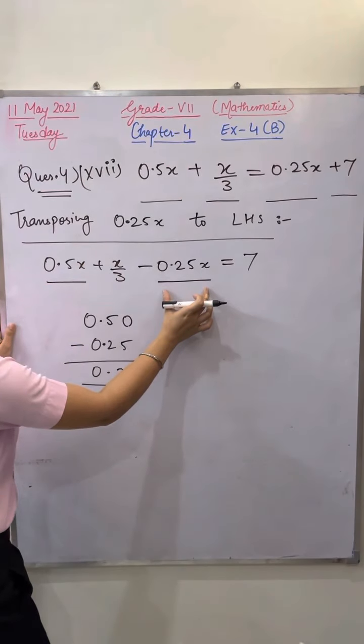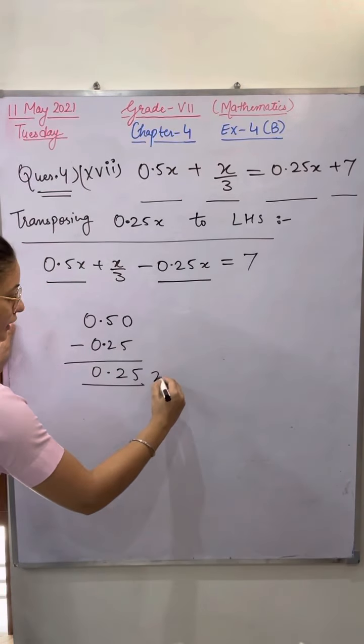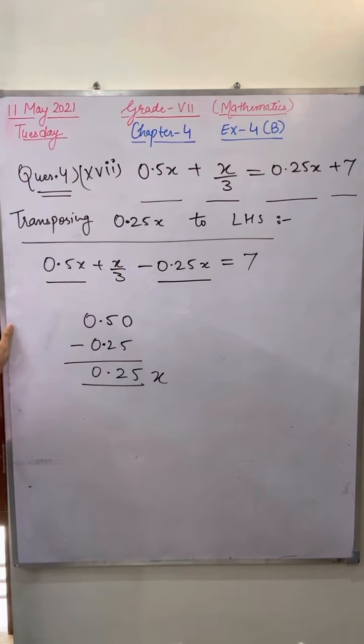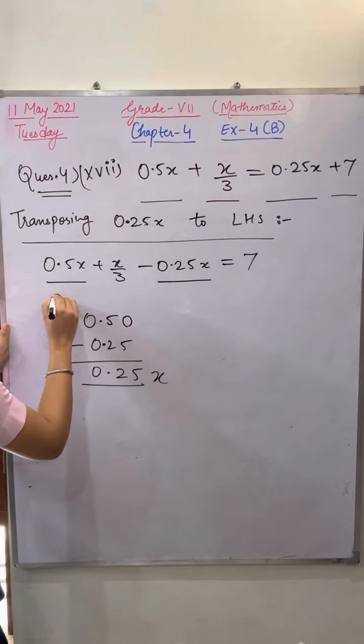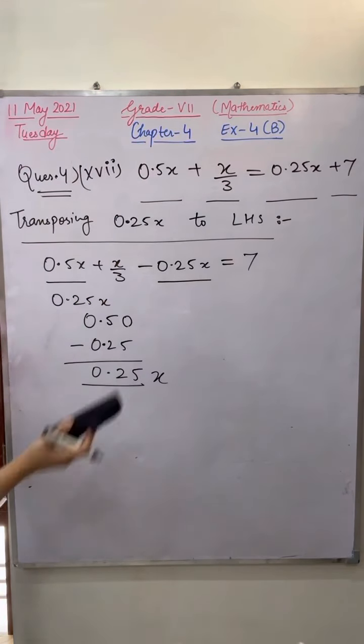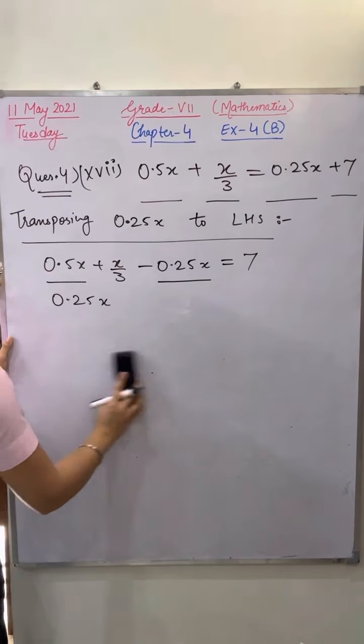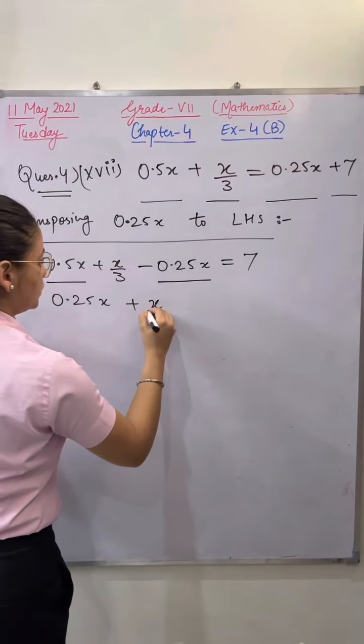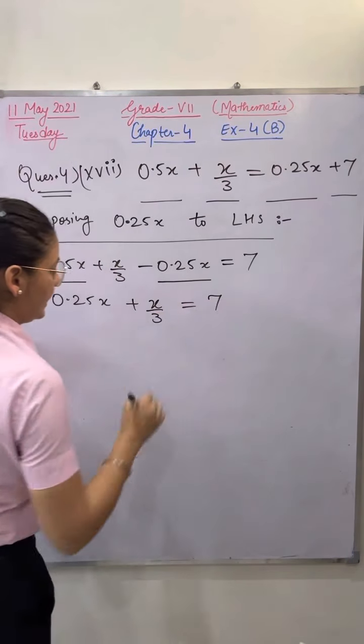0.5x minus 0.25x is equal to 0.25x. Got it, everyone? It's clear, everyone? Okay, so that is equal to 0.25x. Now plus x by 3 as it is equals to 7 as it is.